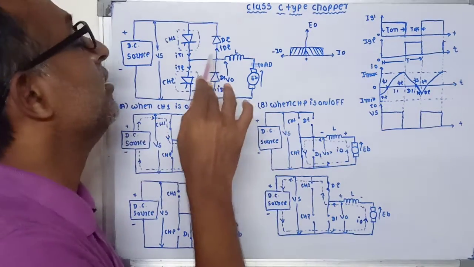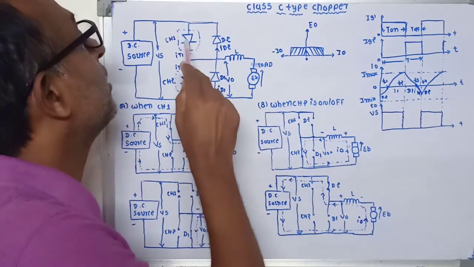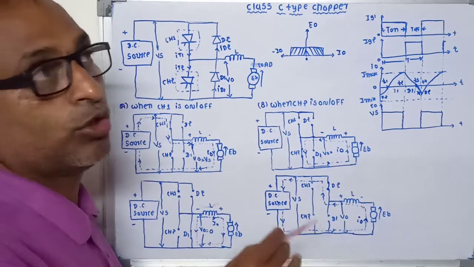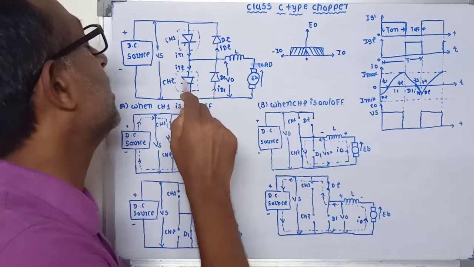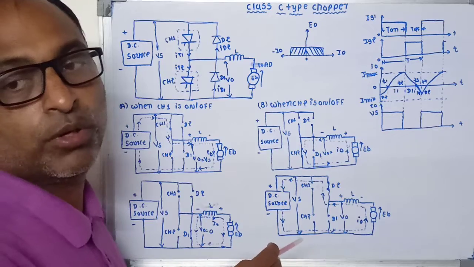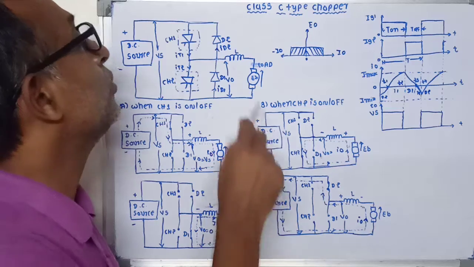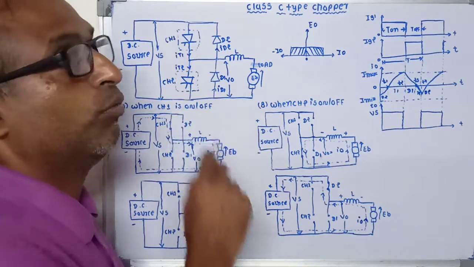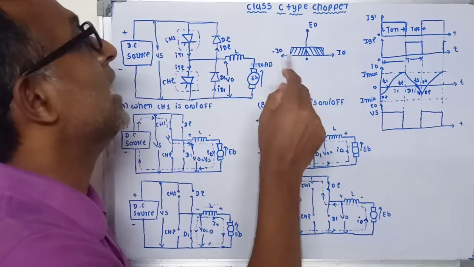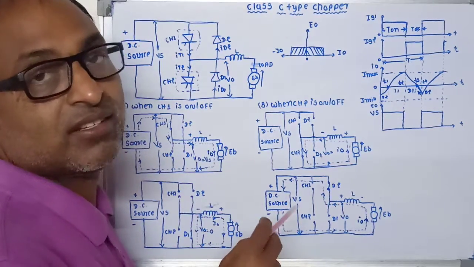As shown in this figure, you will notice that chopper CH1, diode D1 and the load form a class A type chopper, whereas chopper CH2, diode D2 and the load form a class B type chopper. To obtain the first quadrant operation of this chopper, we should switch on chopper 1, and to get the second quadrant operation we should switch on chopper 2. So this is the basic condition.